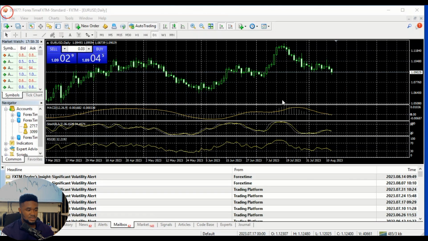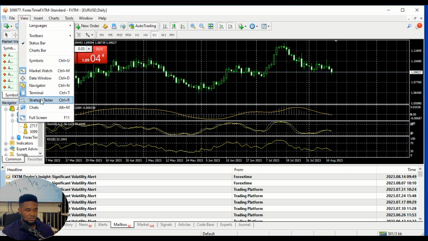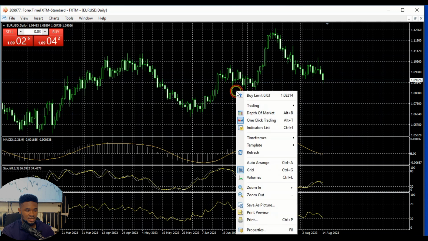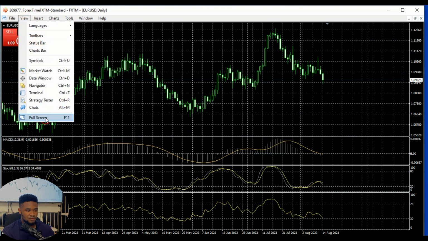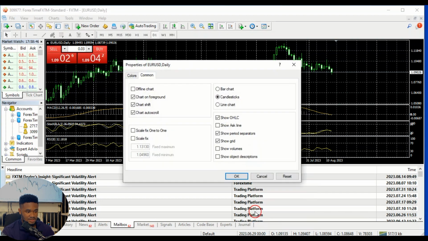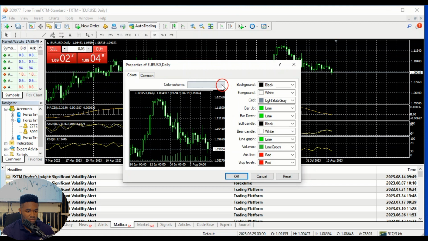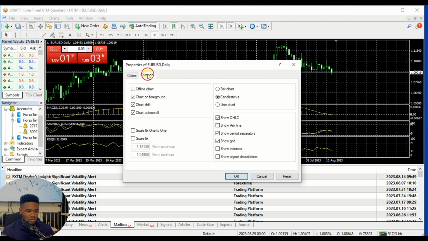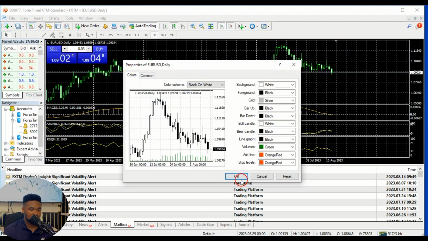So this is how you do it. First of all, this is a fresh chart. I want to show you how you could use the market order. Go to View, then full screen, you reduce the screen, and you right click it. I want to set up my settings. You right click, you go to color scheme, black on white. Then you go to common, you make sure that you have your period separators on. You remove the grid, and yes, that's it. Then you go to color, black and white here, click on OK.